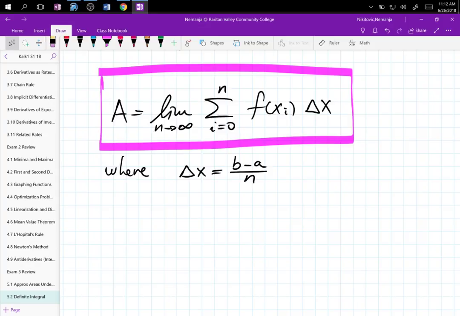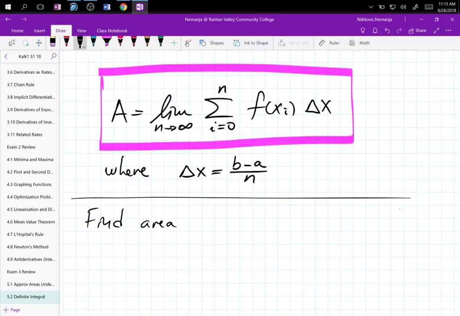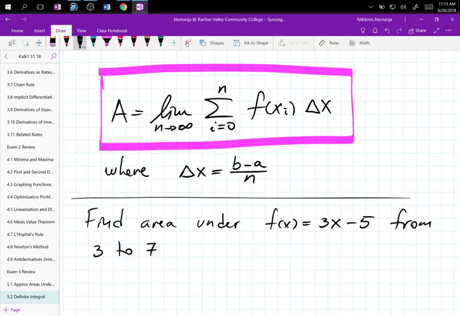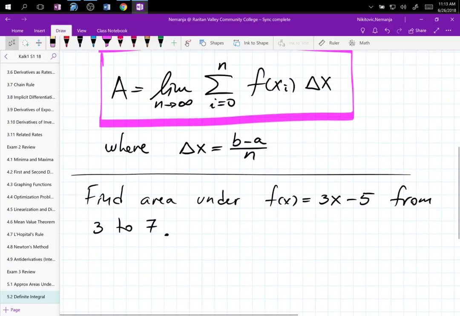Let's do the linear function. So say, find area under f of x equals 3x minus 5 from, and we are going to pick the interval from 3 to 7, whatever, it doesn't matter, right? Well, I could have written it like this, 3 to 7, like the interval, but I didn't.